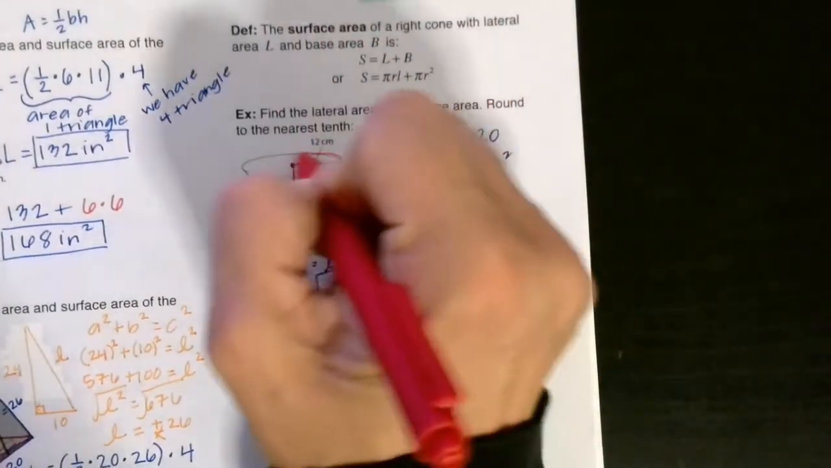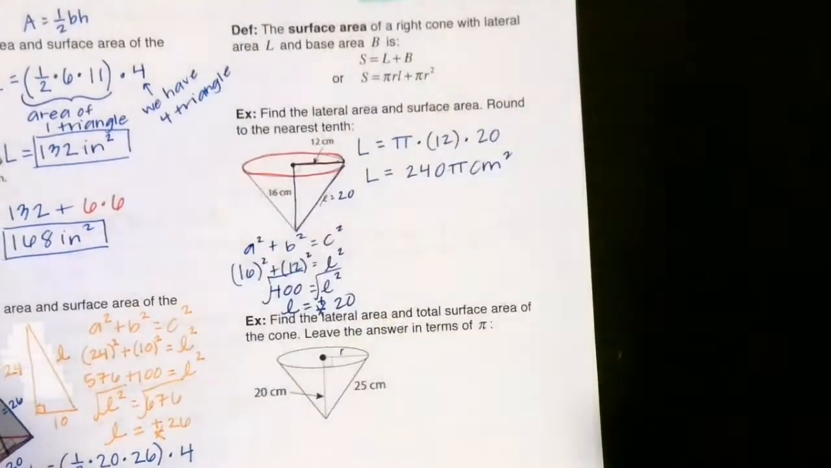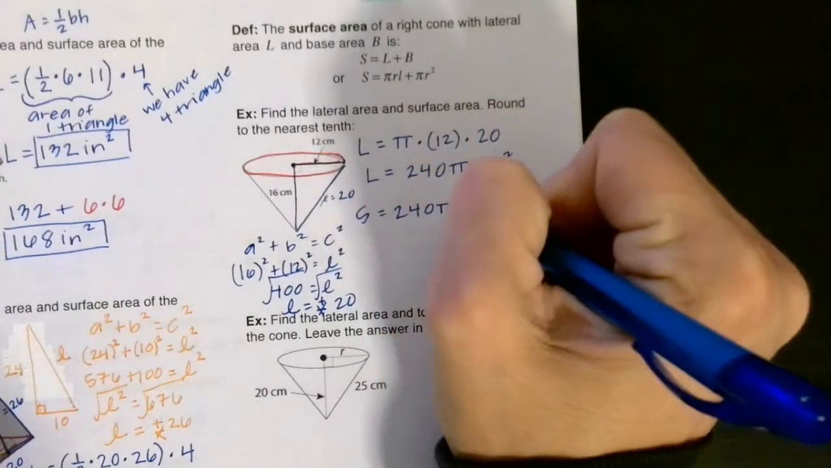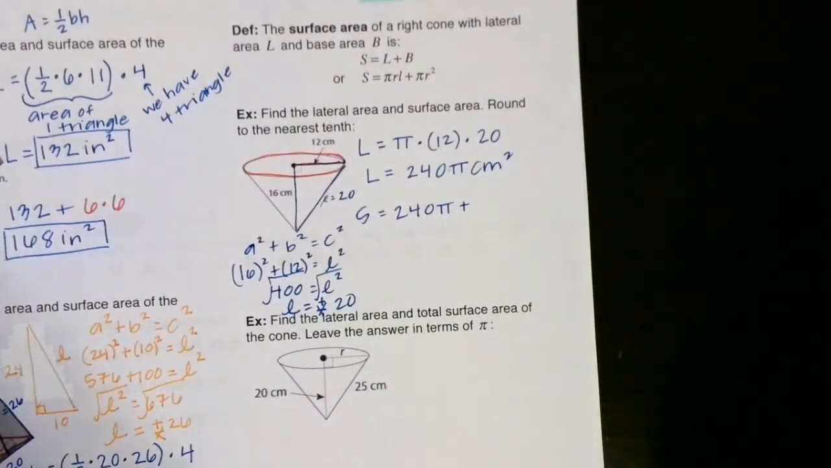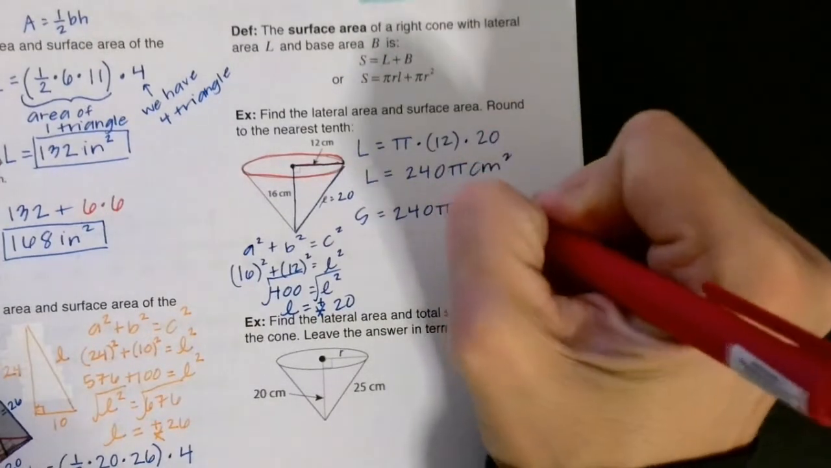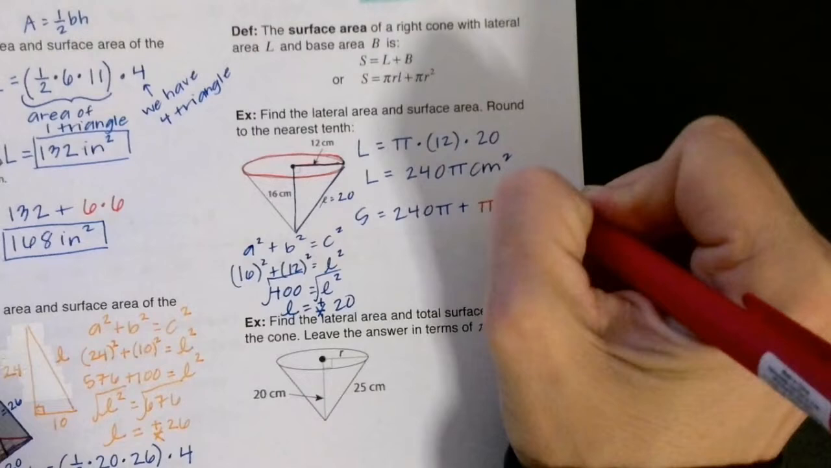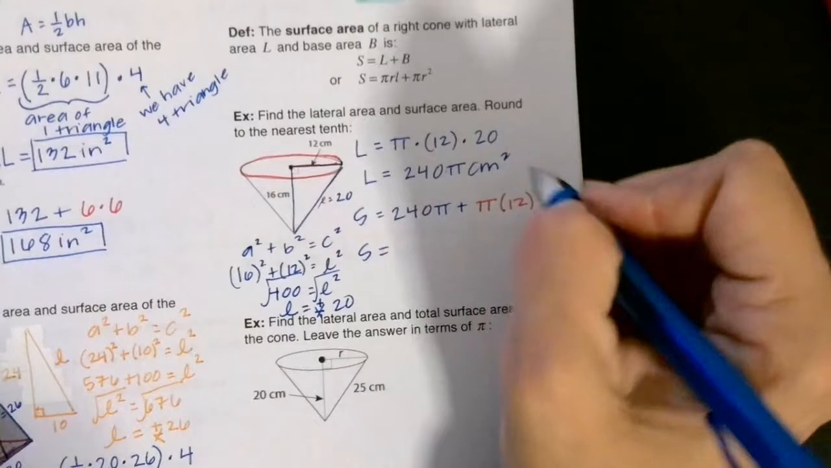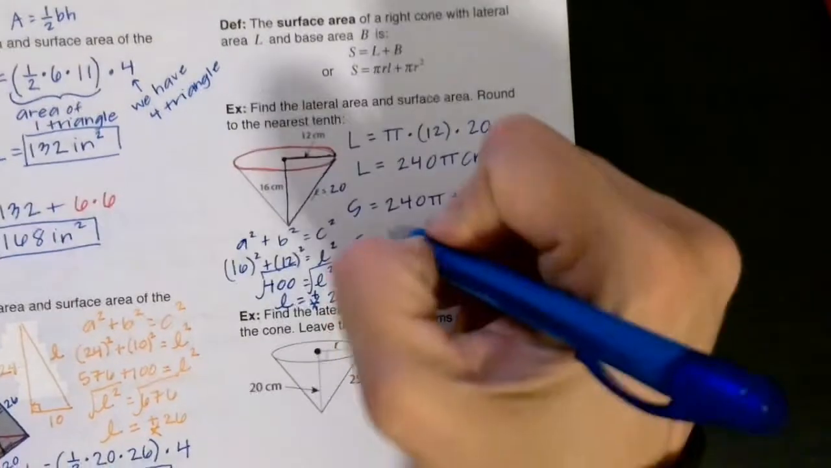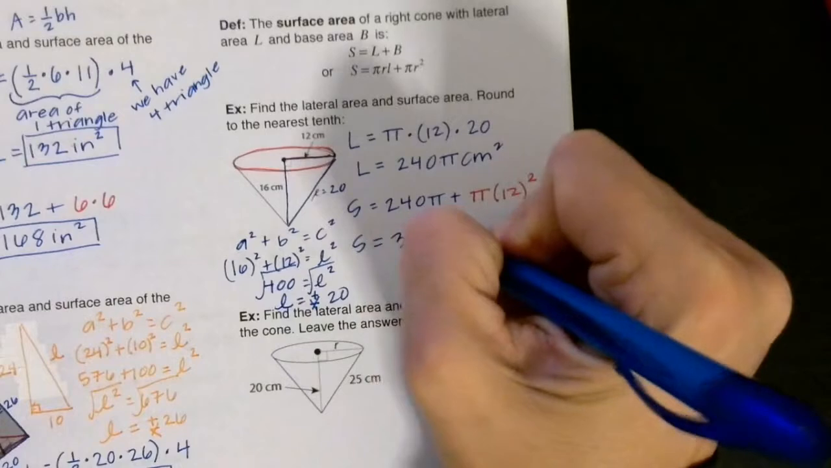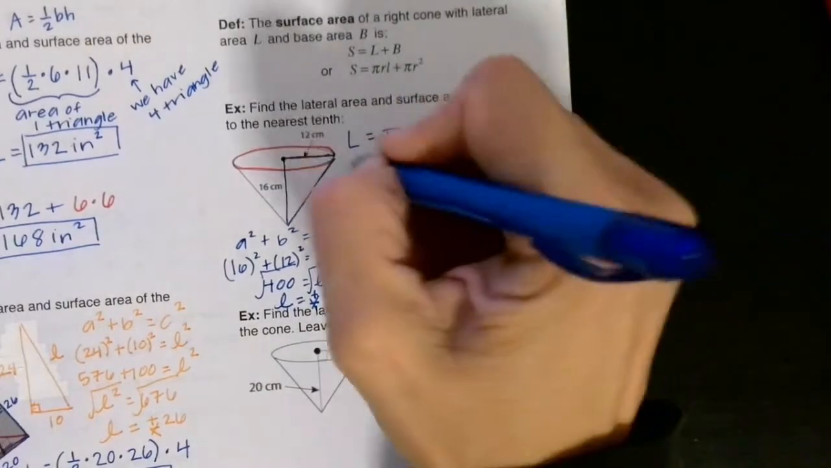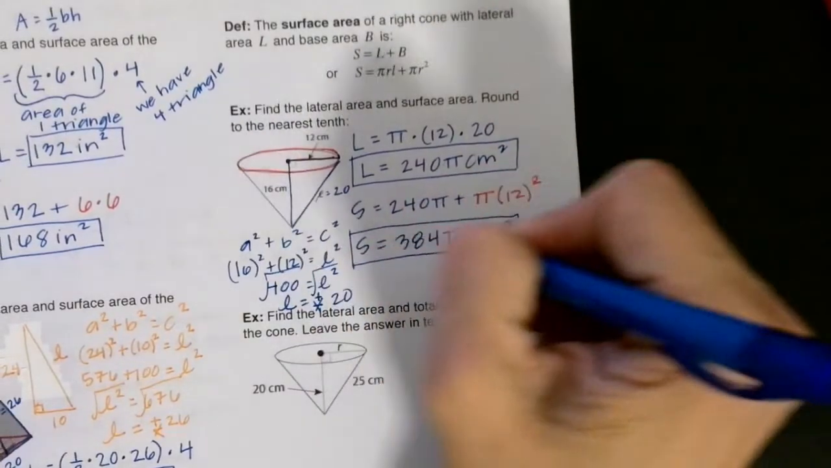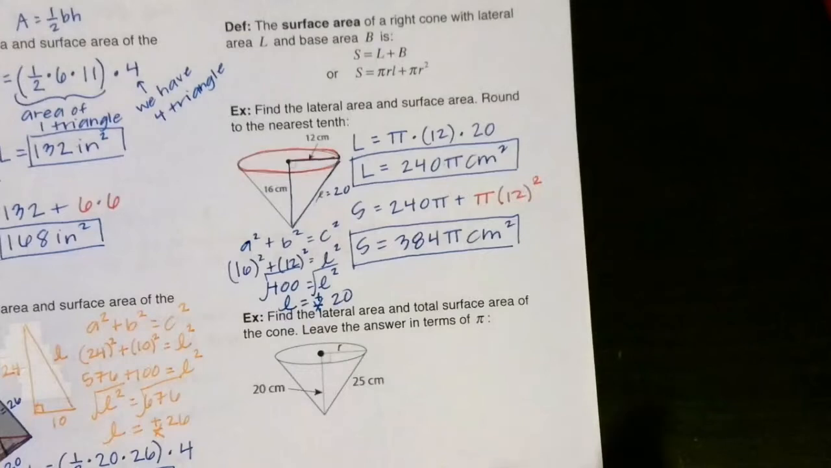The next thing we have to do is find the surface area. So the way we're going to find the surface area is we're going to take the lateral area, and then we're going to add the area of the circle. So that's going to be pi times 12 squared, which is 144. So when I take 240 pi and 144 pi, I get 384 pi centimeters squared. Alright, moving on to the next one.